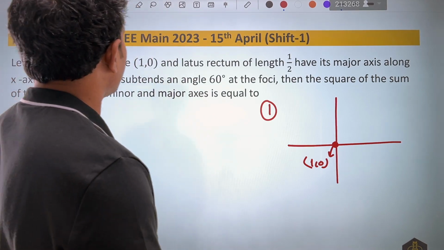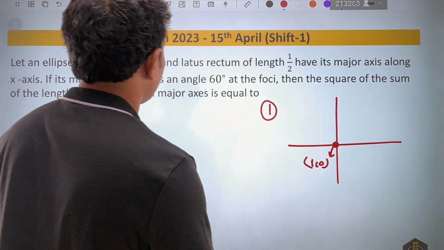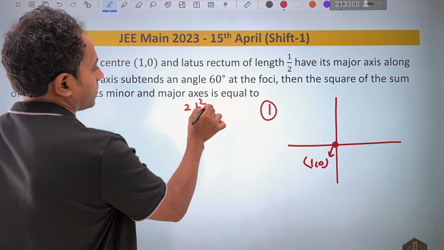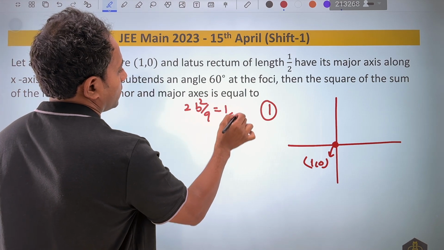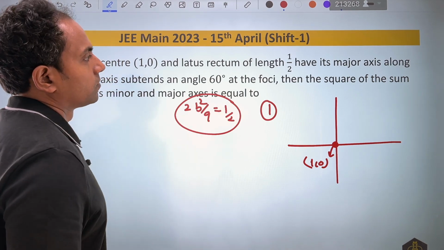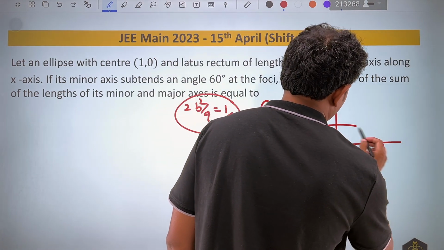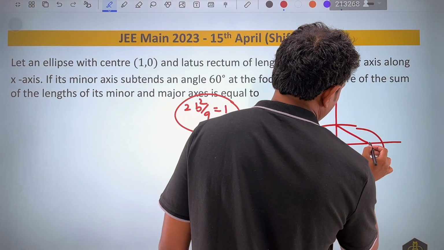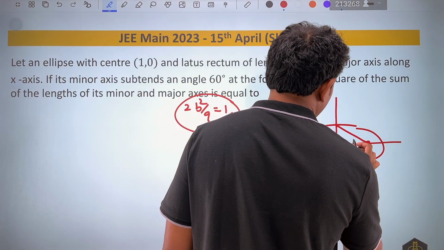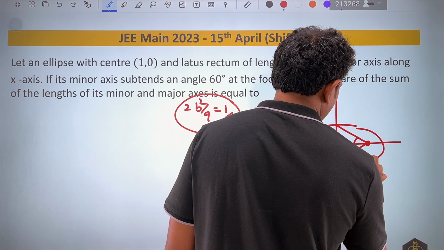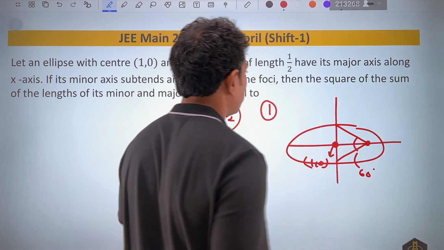And what they are saying again is basically the latus rectum. So 2b square by a is the value they have given. This is equal to 1 by 2. The major axis is along the x-axis. So if you draw the diagram, this will come out to be something like this. The angle at the foci is nothing but 60 degrees. This information is also given.